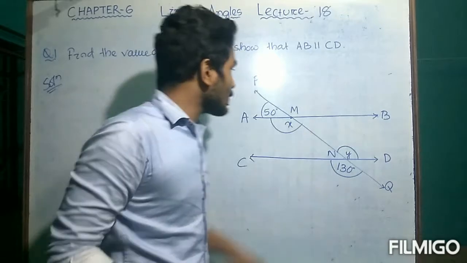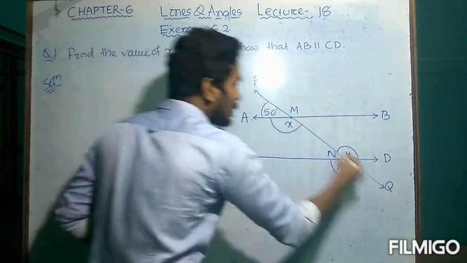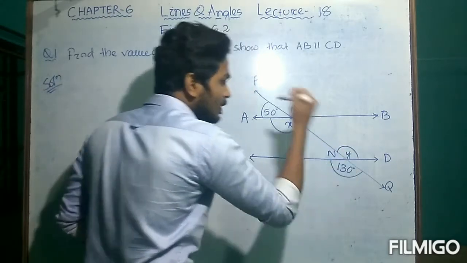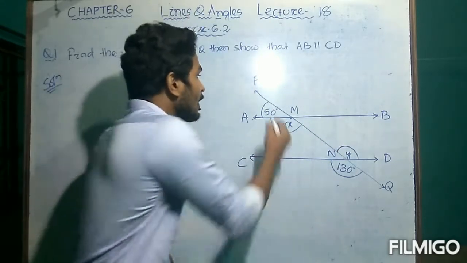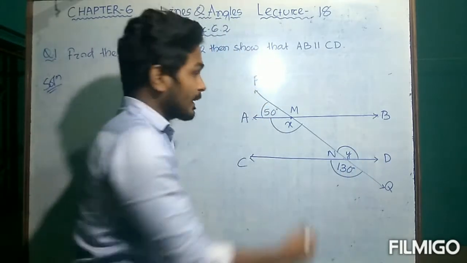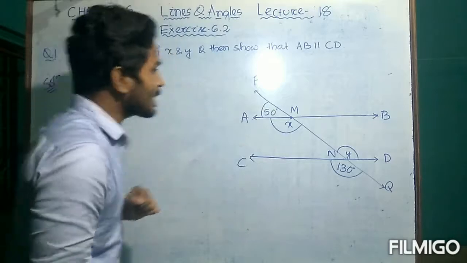Now in this figure, as you can see, there are two lines AB and CD, and PQ is a transversal line which intersects these two lines at the point M and at the point N. Now this angle is 50 degrees, this angle is 130 degrees. Then you have to find this angle x and this angle y.